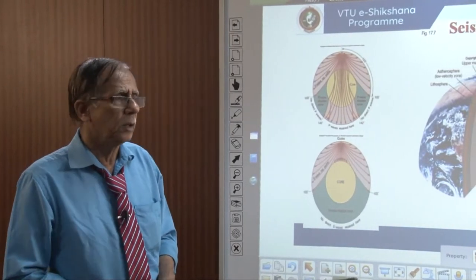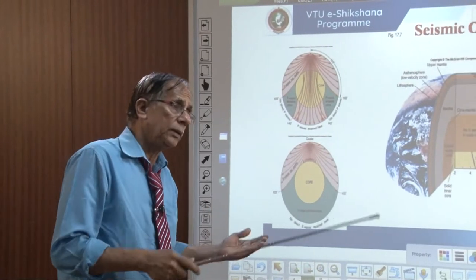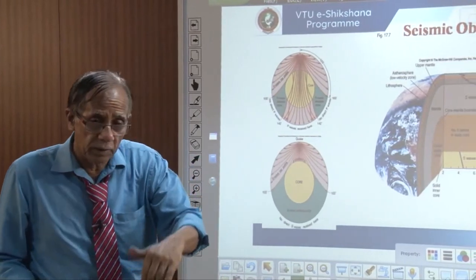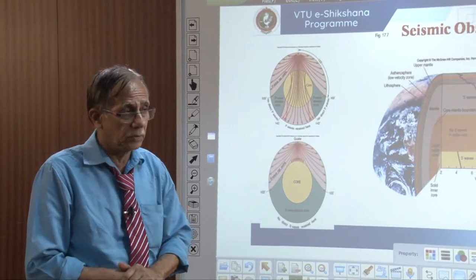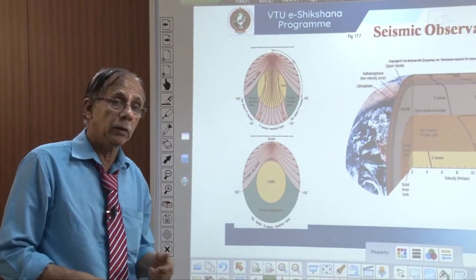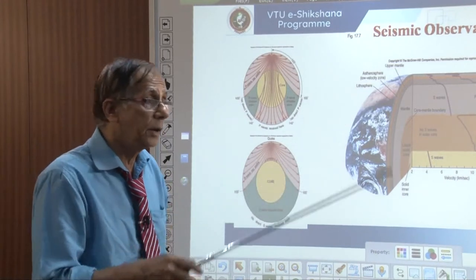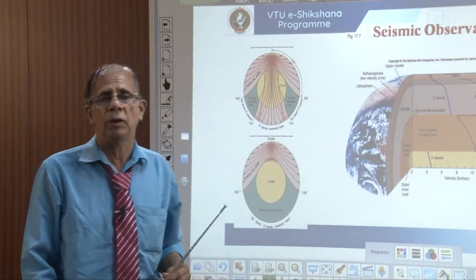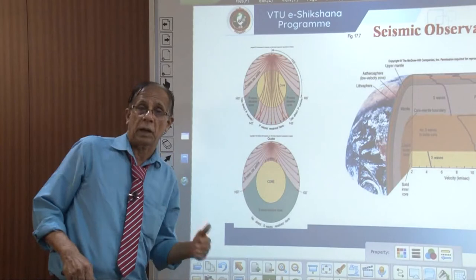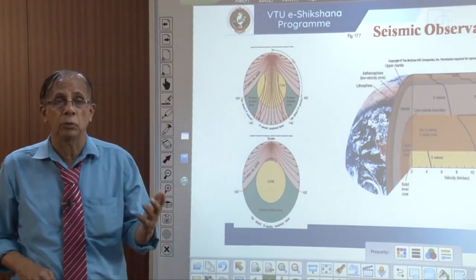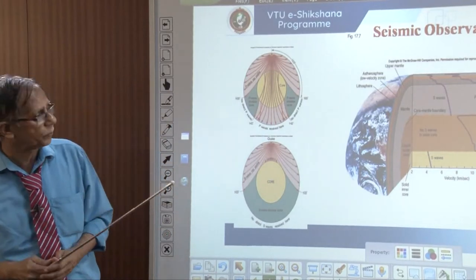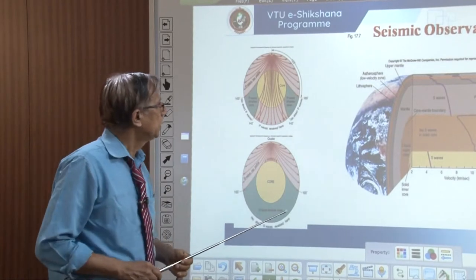Now, with this, we will try to understand the further interior, internal structure and composition. With that knowledge, we should be able to identify which areas are suitable for construction, which are active zones of earthquakes and volcanoes, and which are safe zones.